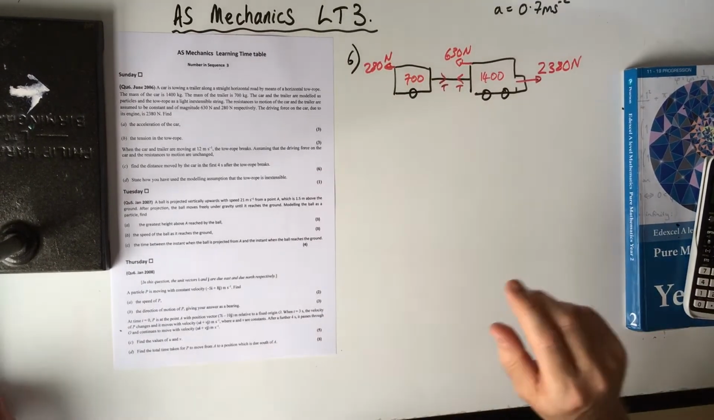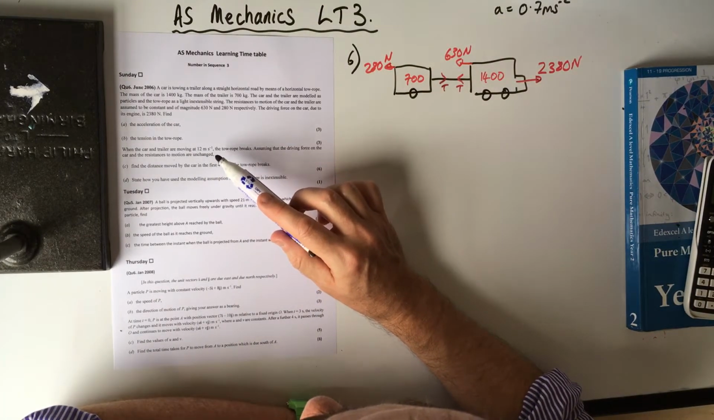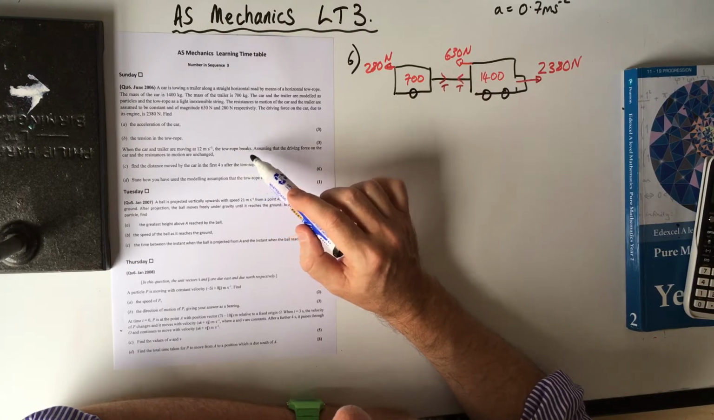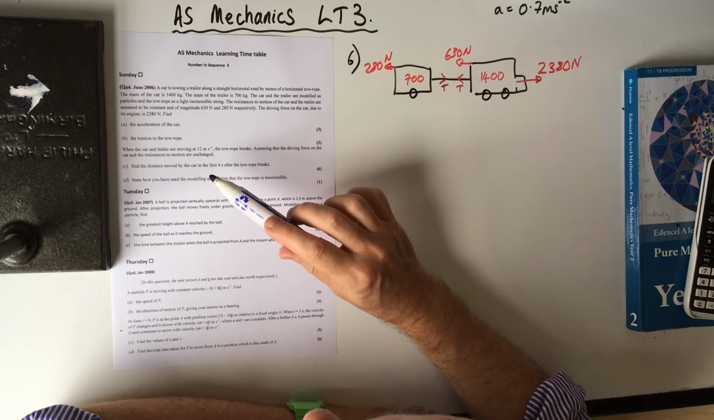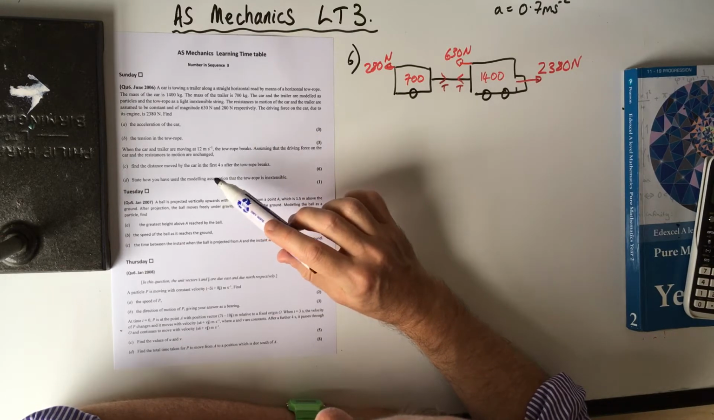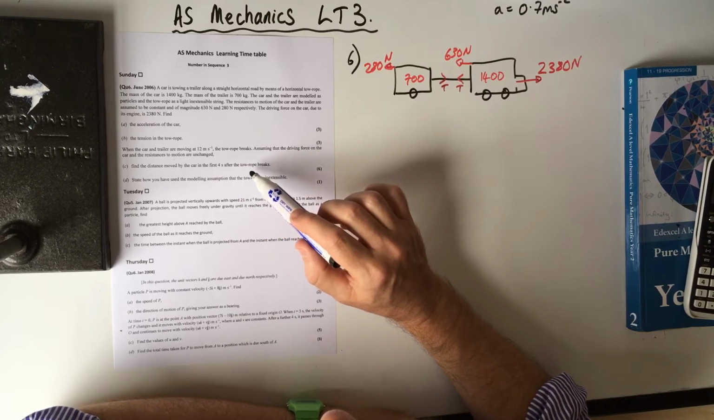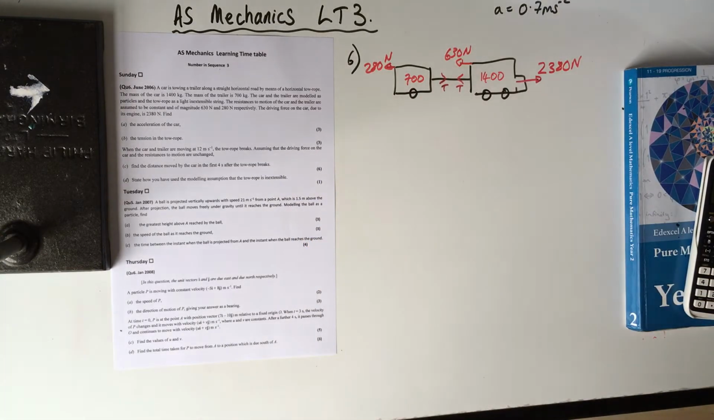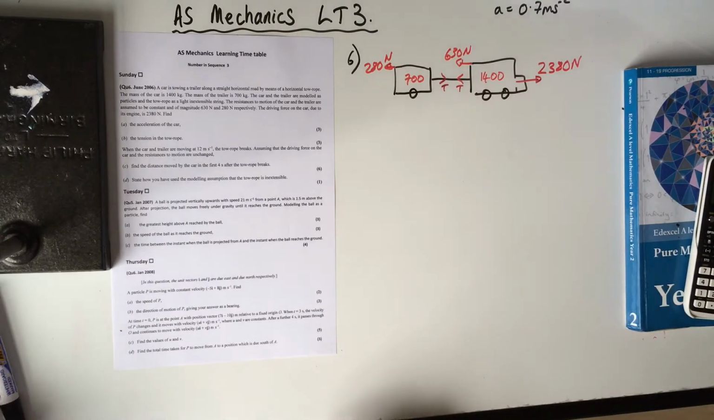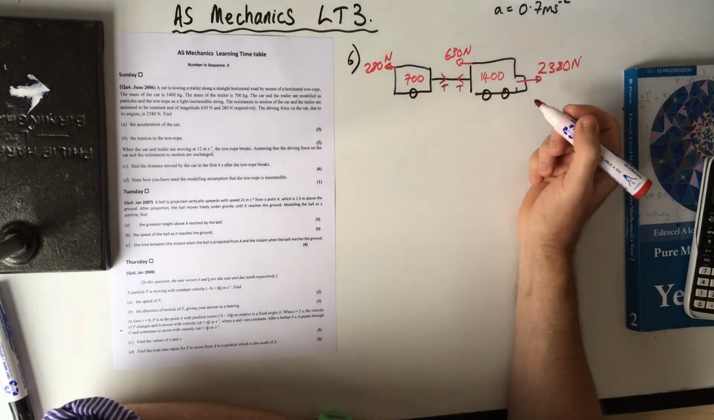And then there's a next bit, so let's read that. When the car and trailer are moving at 12 meters per second, the tow rope breaks. Oh dear. Assuming that the driving force on the car and the resistance to motion are unchanged, find the distance moved by the car in the first 4 seconds after the tow rope breaks. Okay, so the tow rope has now just snapped. Oh dear.